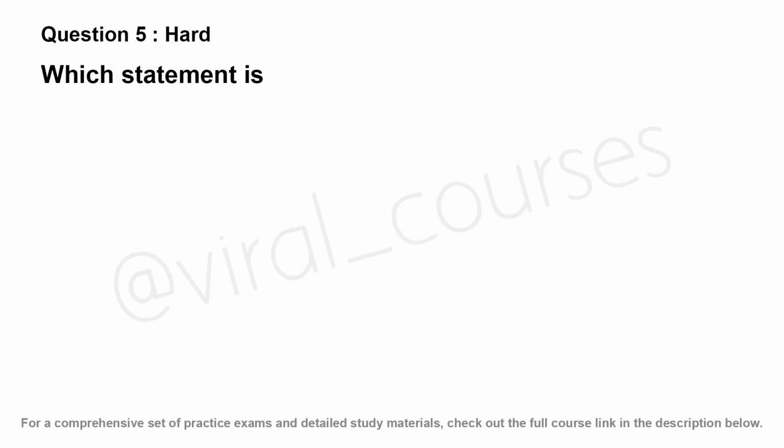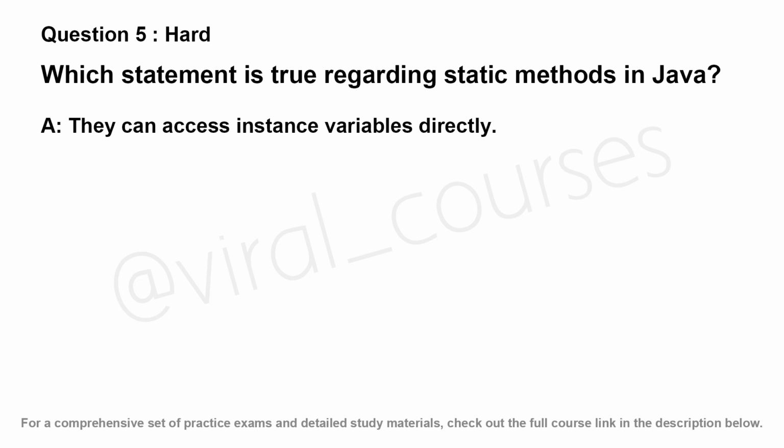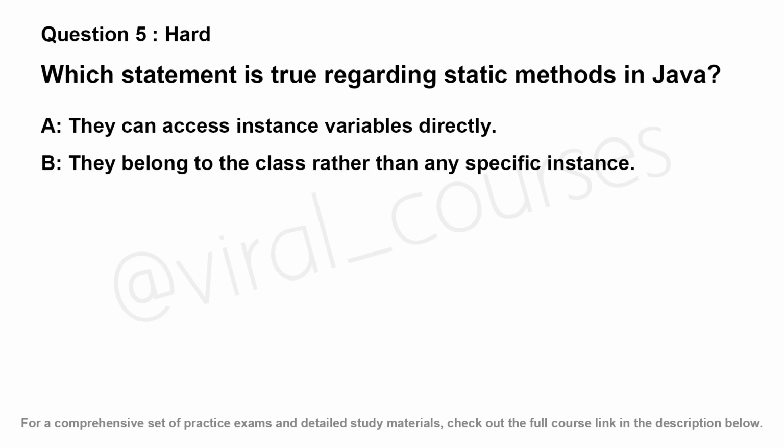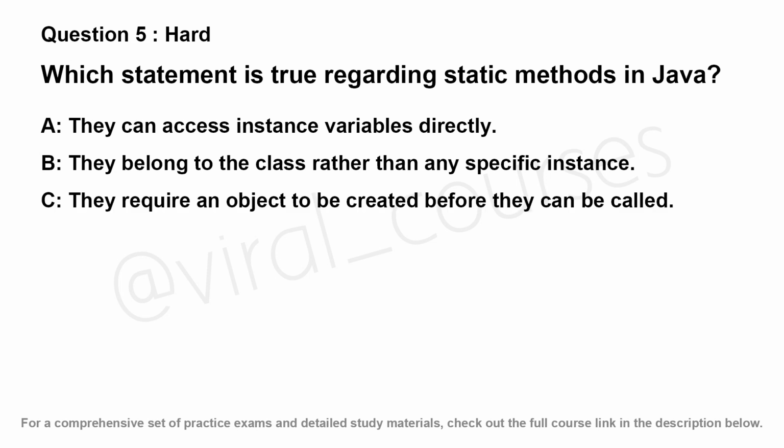Which statement is true regarding static methods in Java? Option A, they can access instance variables directly. Option B, they belong to the class rather than any specific instance. Option C, they require an object to be created before they can be called. Option D, they can use the this keyword.